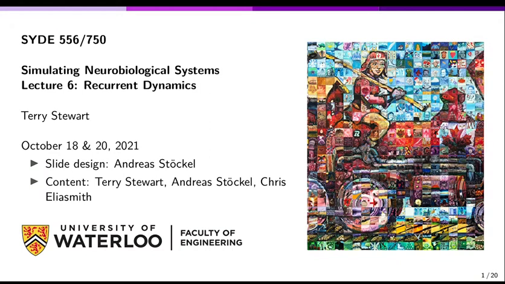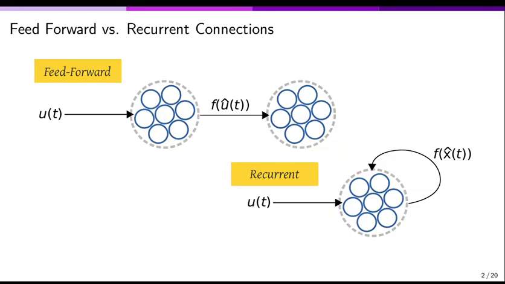Hello and welcome back. This is Lecture 6 for the Systems 556, 750 course, Simulating Neurobiological Systems, taught at the University of Waterloo in the fall of 2021. And today we are going to talk about recurrent dynamics. What happens when you connect neurons back to themselves? What do I mean by that?